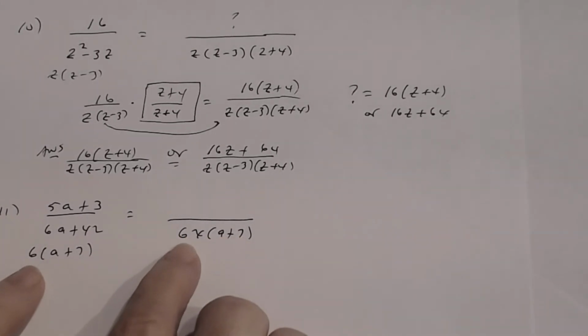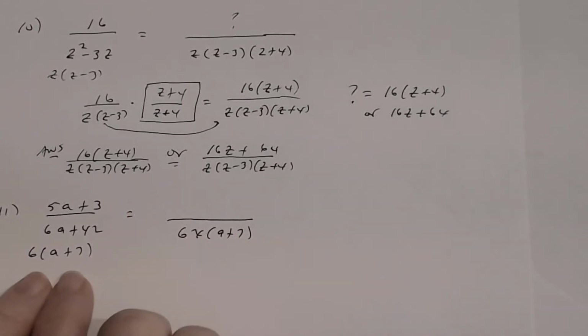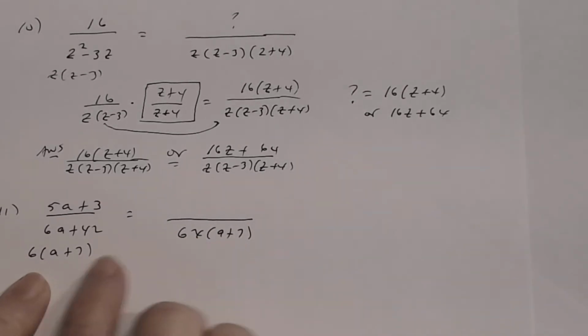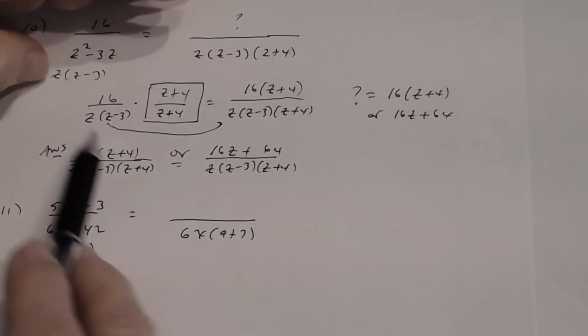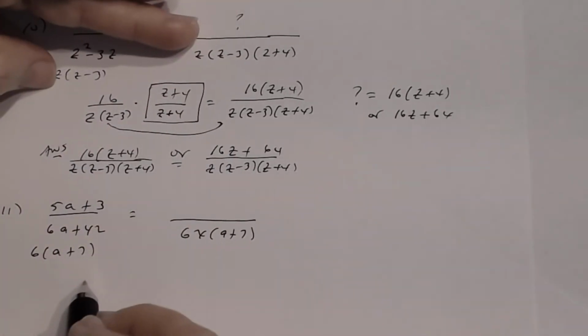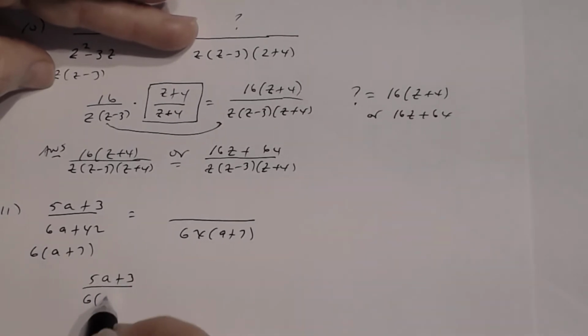Notice I already have the 6, right? And I already have the a plus 7. So what's missing here? What is it you don't see here that you see here? Well, you don't see the x. So what you're saying then is this. You're going to say, I have 5a plus 3 divided by 6 times a plus 7.